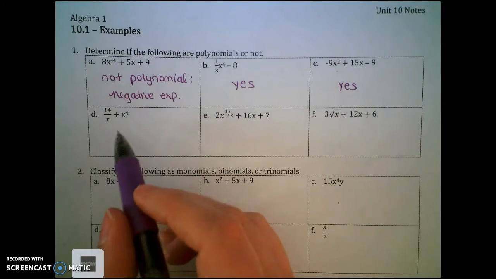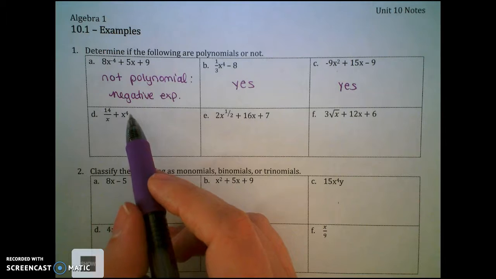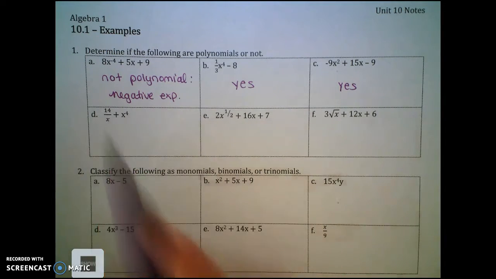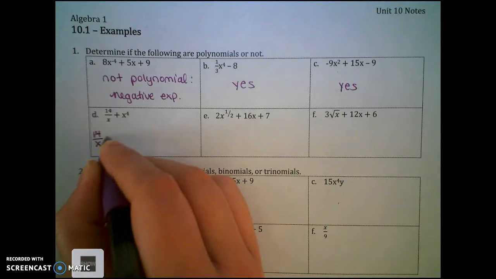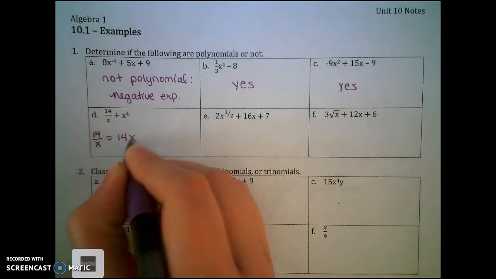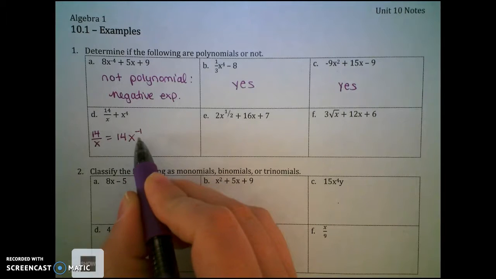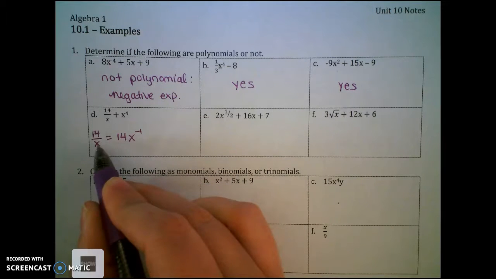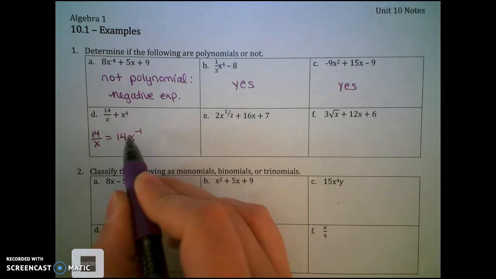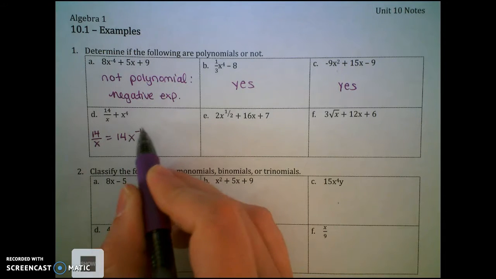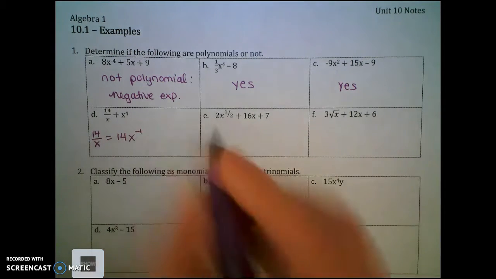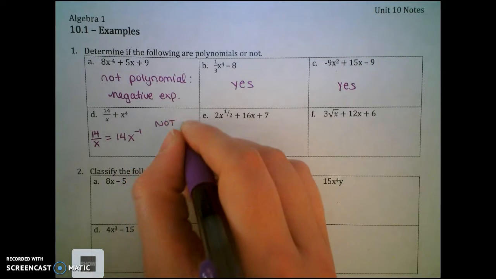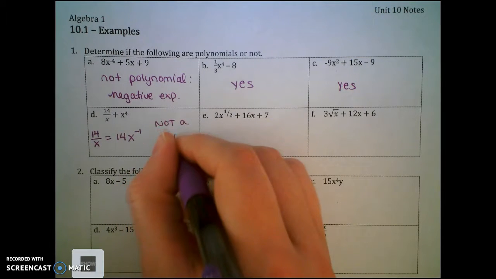For D, we have an x to the 4th, which is fine, but here we have an x in the denominator. 14 over x equals 14 times x to the -1. Remember, we make a negative exponent positive by putting it on the bottom of our fraction. So if we have a variable on the bottom, it has to have a negative exponent to have put it there. So this would not be a polynomial.